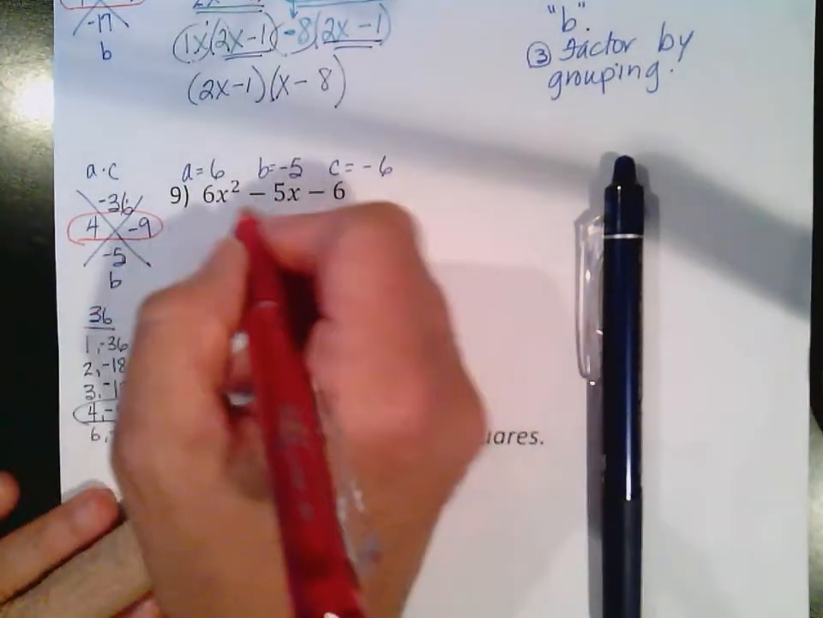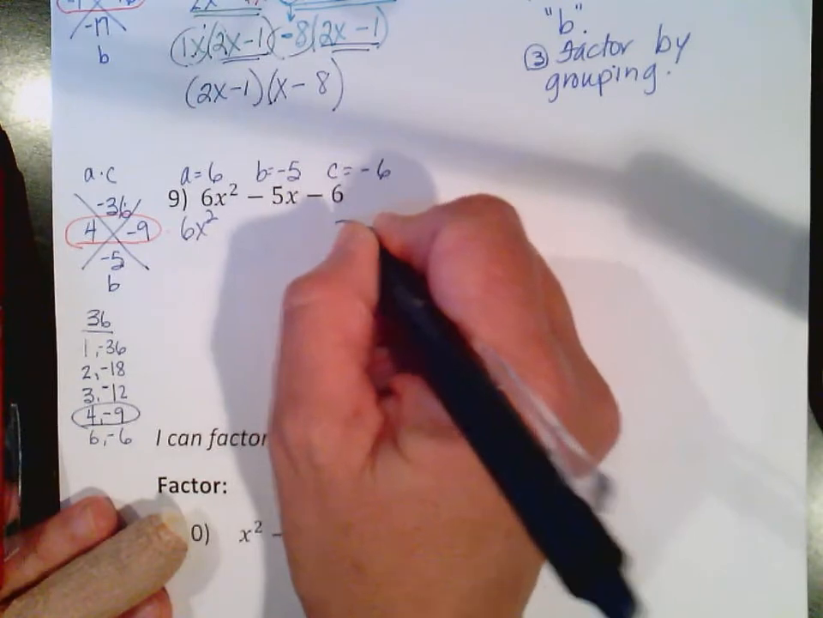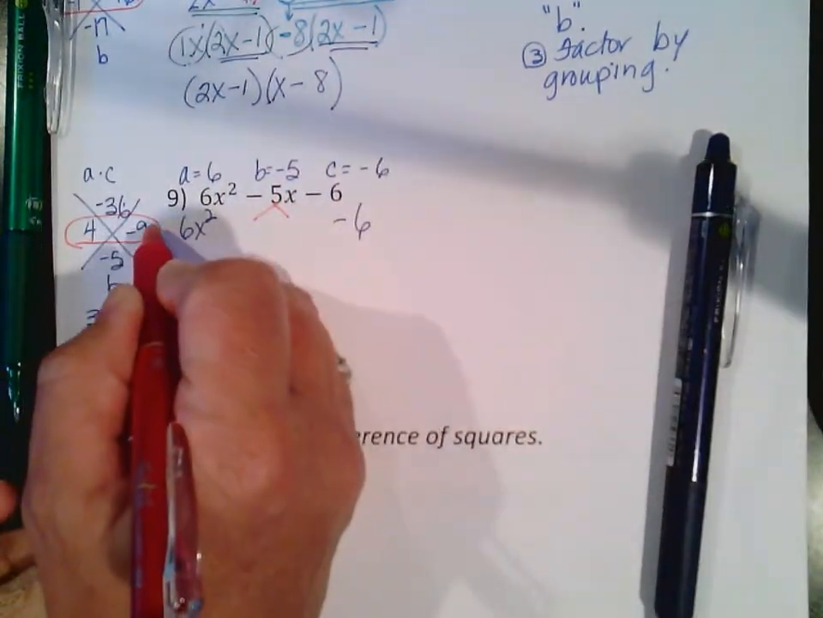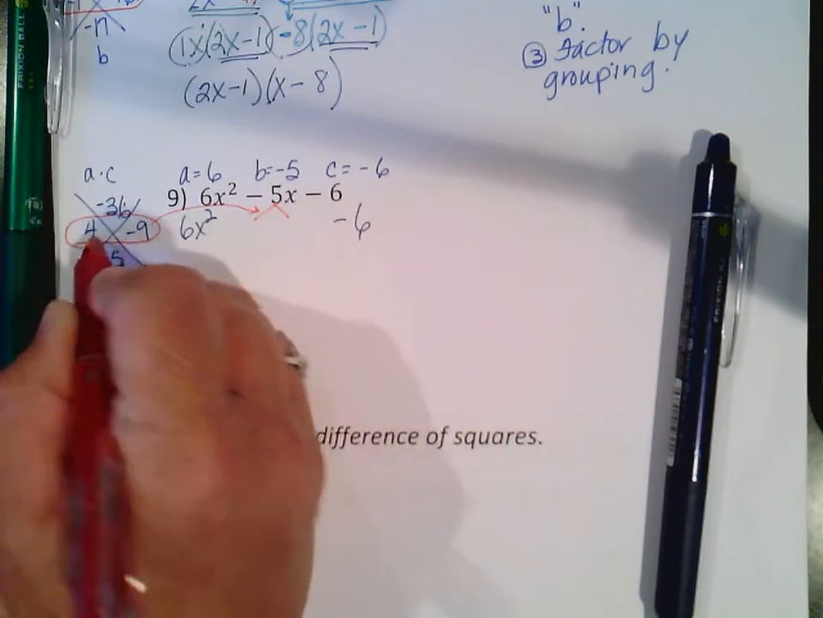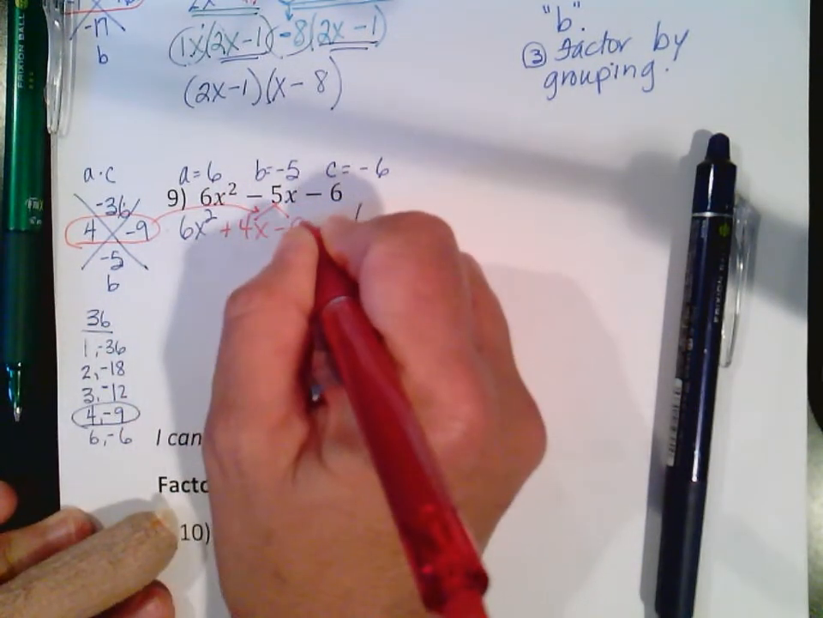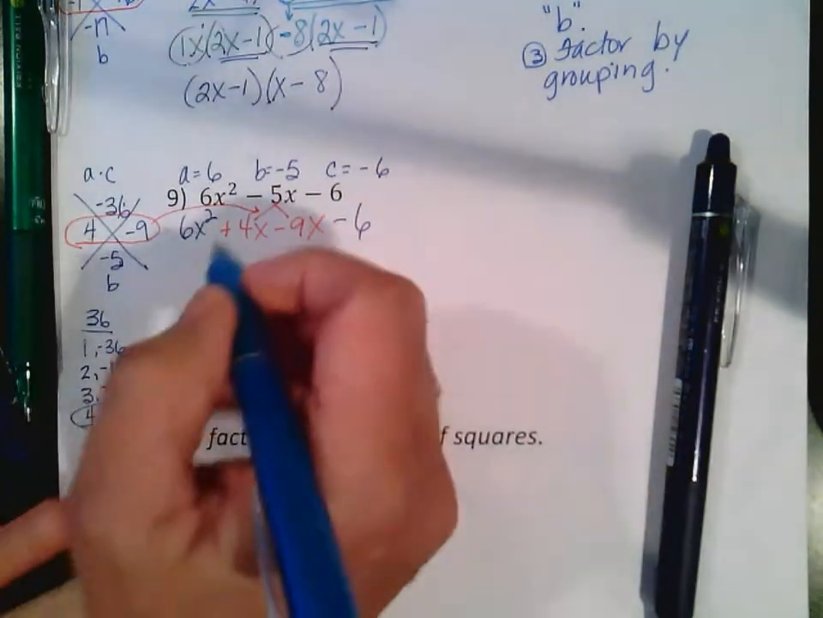So the 6x squared stays the same. The minus 6 stays the same. I'm splitting my middle term into positive 4x and negative 9x. So plus 4x and minus 9x. Now I'm going to factor by grouping. I'm going to factor these two together.